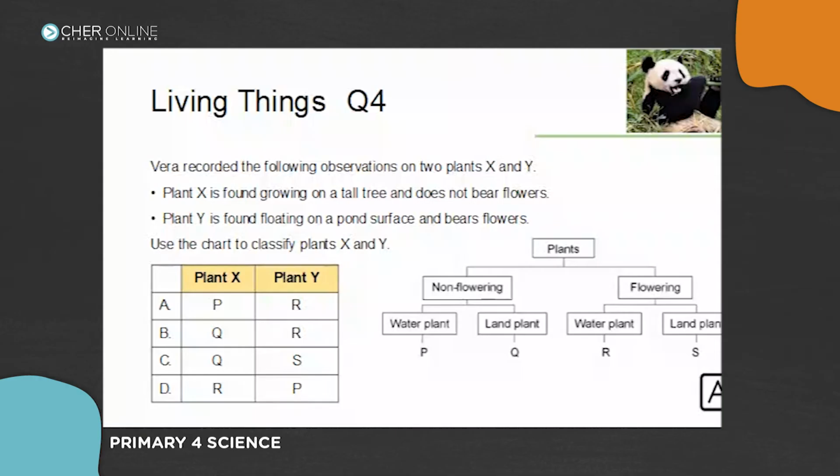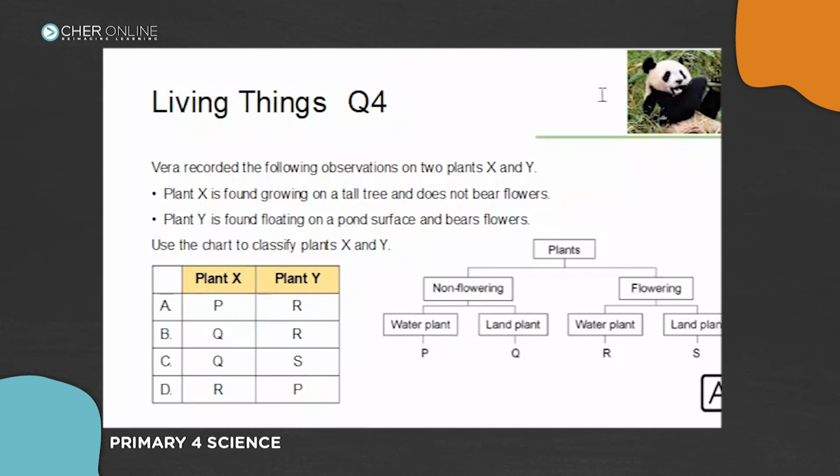This is another MCQ question. Question 4, only one answer. Okay. Vera recorded the following observation on two plants X and Y. Plant X is found growing on tall trees and does not bear flowers. Plant Y is floating on pond surface and bears flowers. Use the chart to classify plant X and Y.